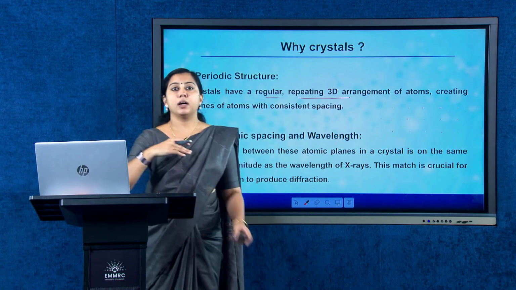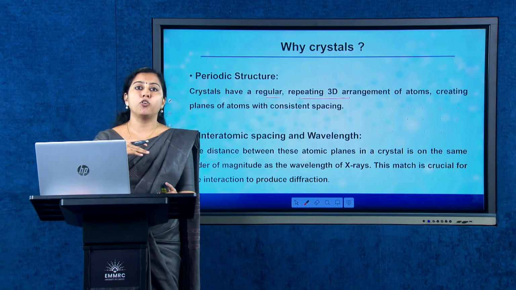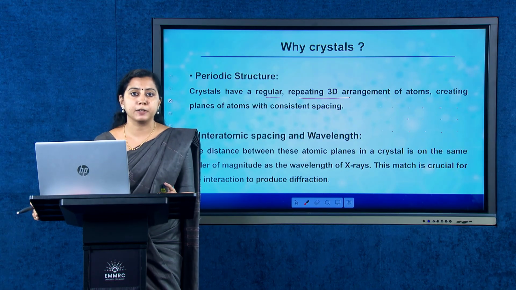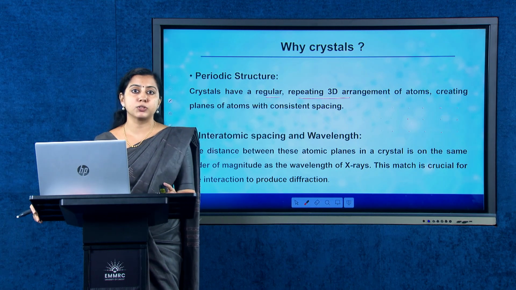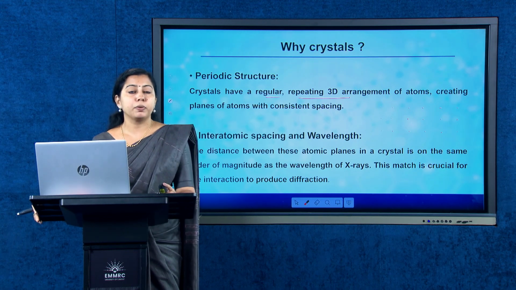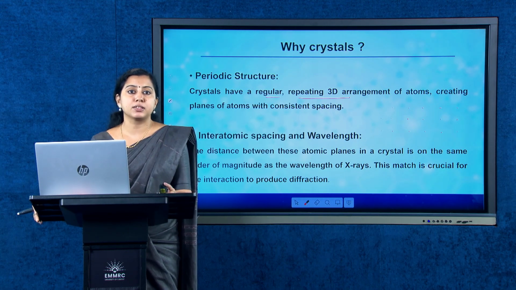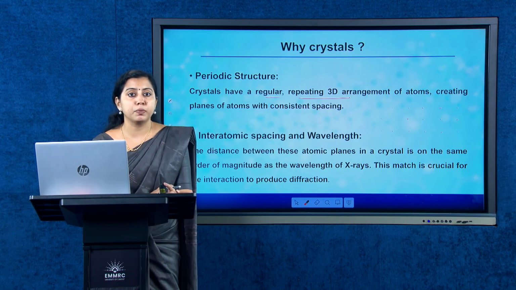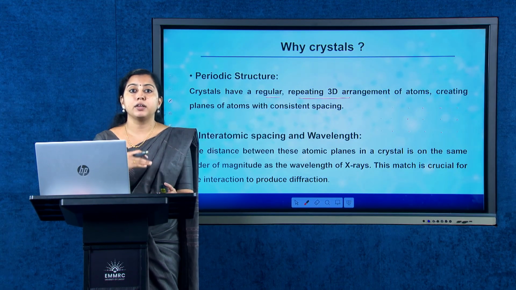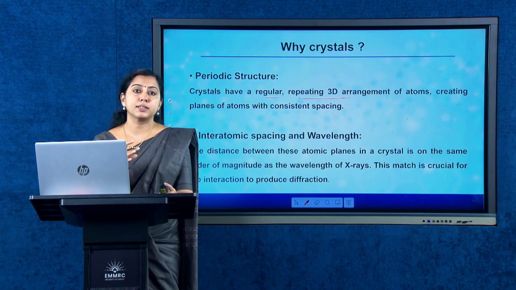There will be an infinite number of parallel planes one over the other, and the spacing between these planes will also be regular. So, because of such a periodical structure, a regular repeating three-dimensional arrangement, they can create different planes of atoms with consistent spacing.